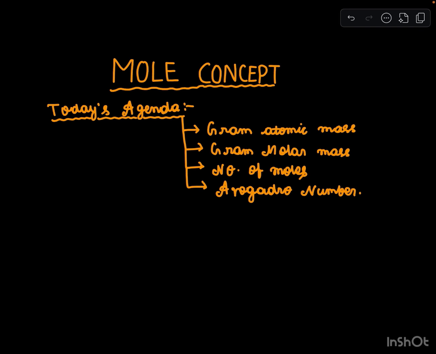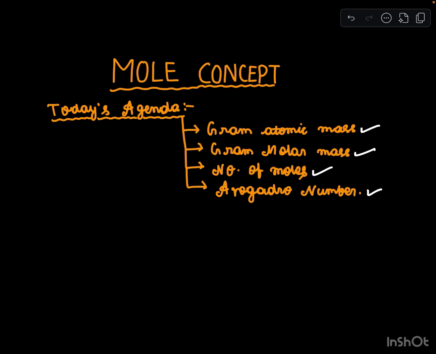Our today's agenda is as follows. At first, we will discuss gram atomic mass. Then we will discuss gram molar mass or gram molecular mass, whatever you say it. Then we will discuss number of moles and then Avogadro's number. So let's start with today's topic.